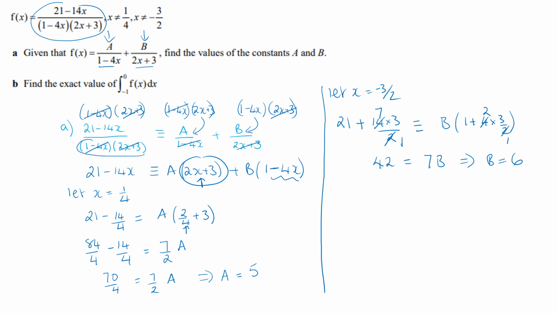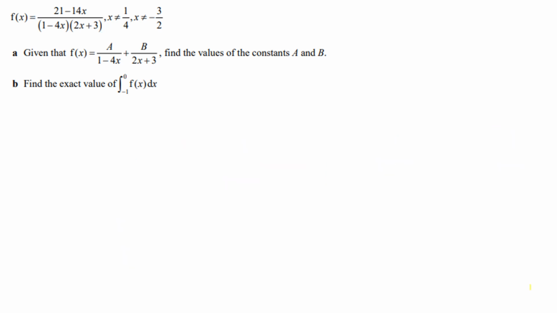So we've found that A is 5 and B is 6, and then we just need to do the integration. So having a go at the integration now, we're going to be integrating between minus 1 and 0, and instead of f of x, we can now put f of x in as our partial fractions, which was 5 over the 1 minus 4x, because we just found that A was 5, plus 6 over the 2x plus 3.